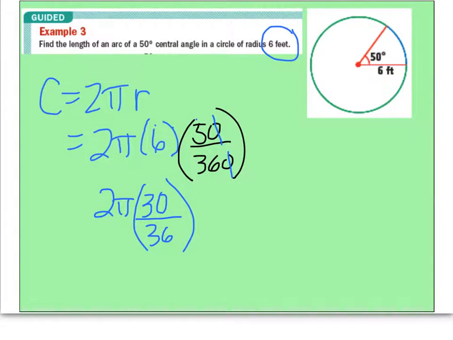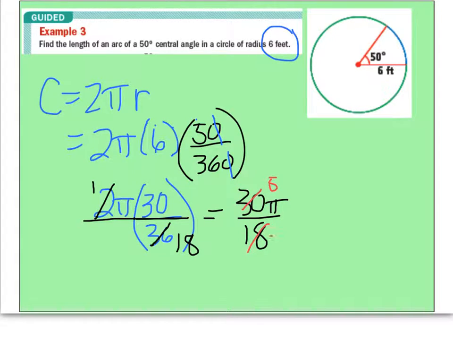And then I'm going to continue to simplify because this is really just one big fraction. Why don't I say 2 divided by 2 is 1, 36 divided by 2 is 18. So that would leave me with 30 pi over 18. I can simplify this further by pulling a 6 out of each. If I divide this by 6, I get a 5. Here I get 3. So 5 pi over 3 is the arc length.